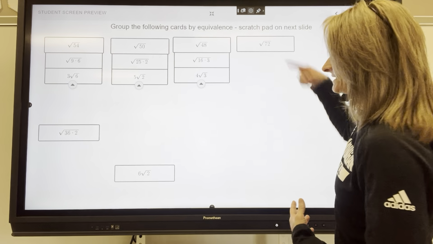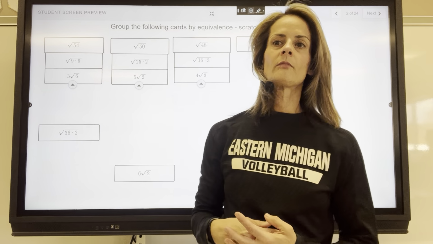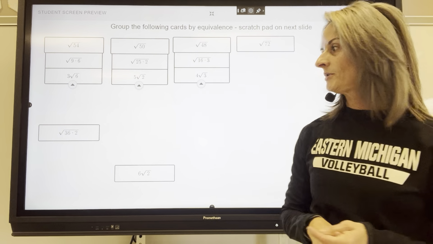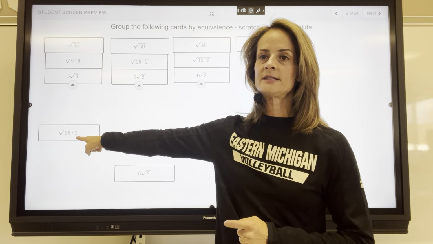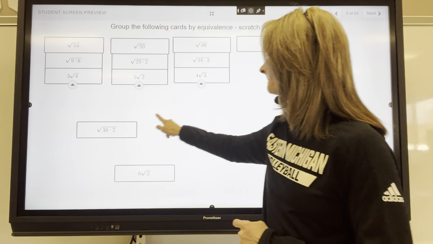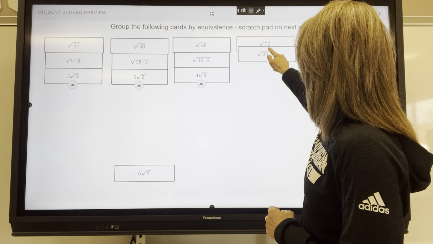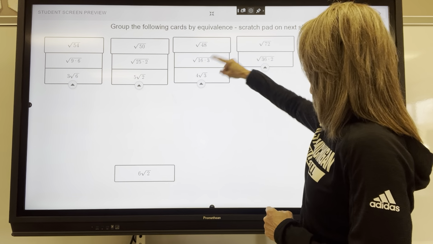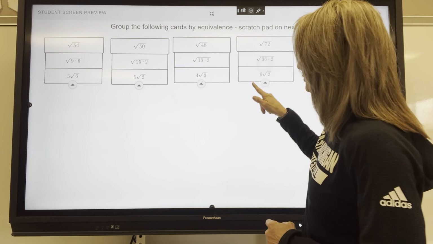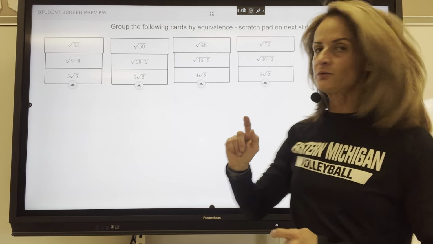Last one, square root of 72. 9 times 8 is 72. 9 is a perfect square, but there's actually a larger perfect square that goes into 72, and that's 36. 6 times 6. Now we pull the 36 out. The square root of 36 is 6, so that's 6 root 2. And we just simplified those radicals.